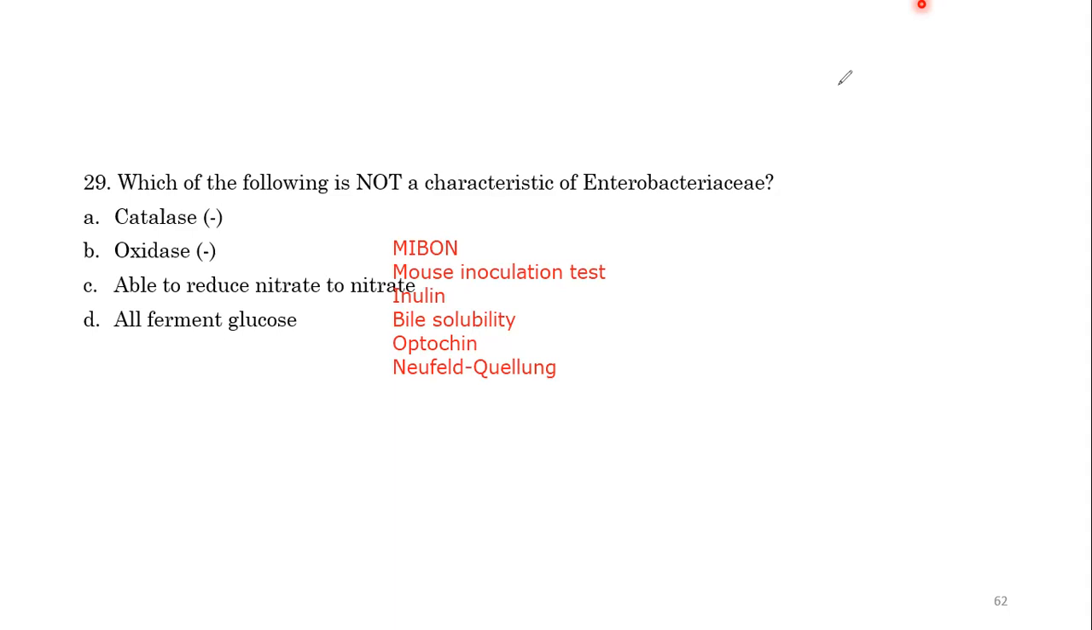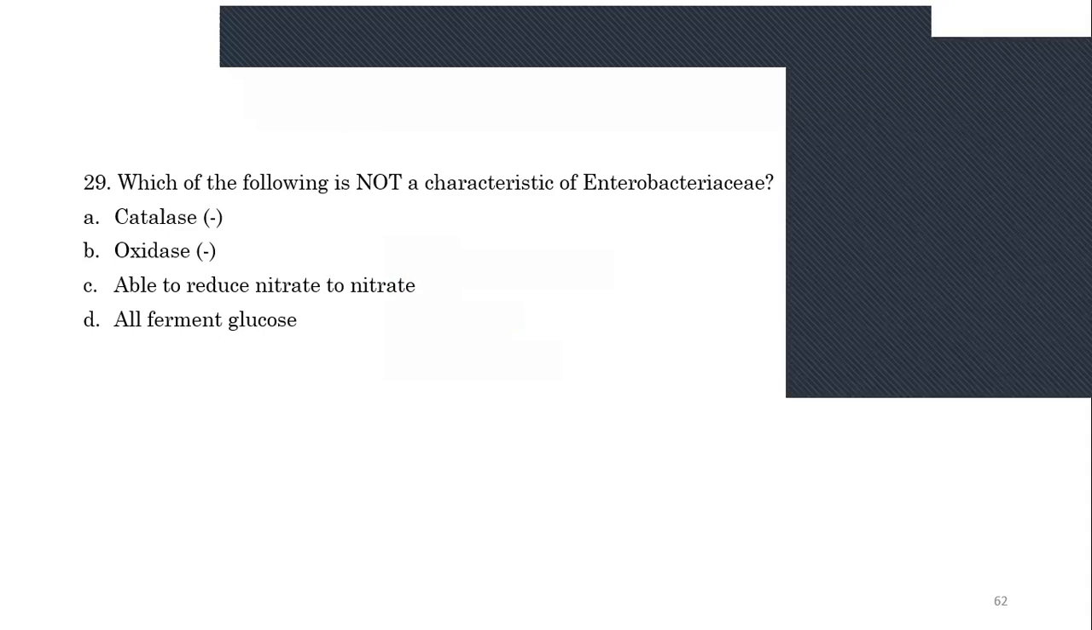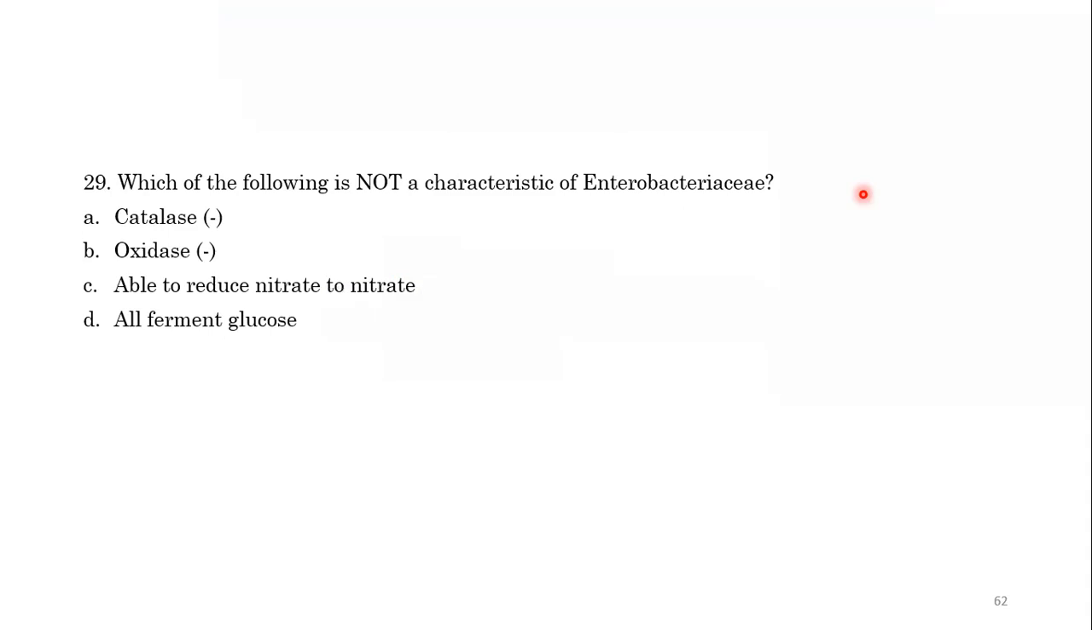Okay, let's proceed with number 29. Which of the following is not a characteristic of Enterobacteriaceae? A, catalase negative, B, oxidase negative, C, able to reduce nitrate to nitrite, D, all ferment glucose. Letter A is the correct answer, not a characteristic of Enterobacteriaceae.